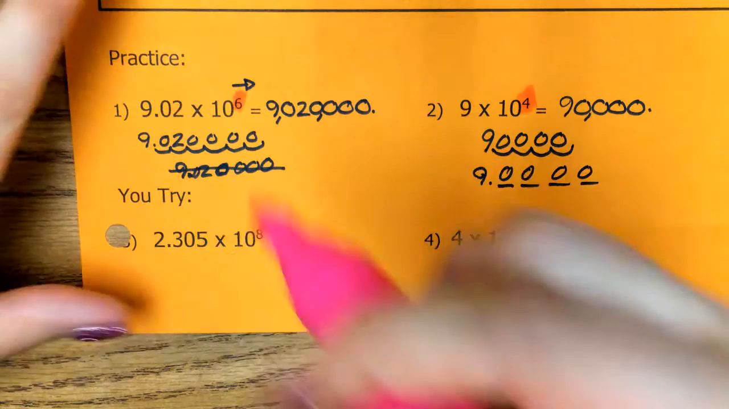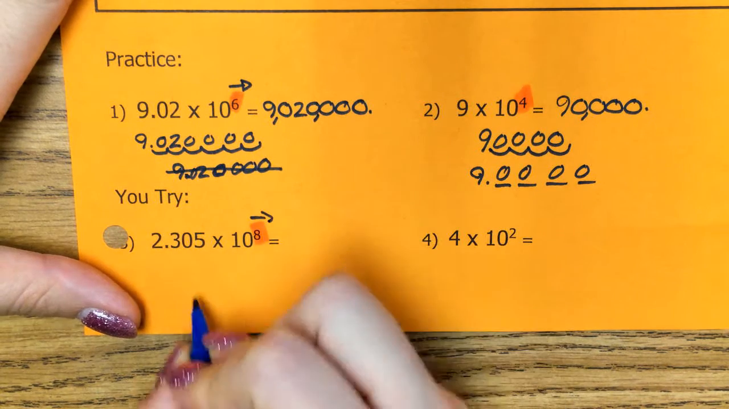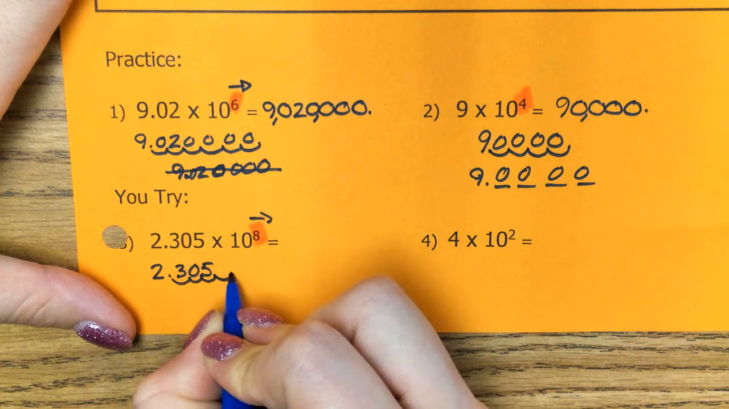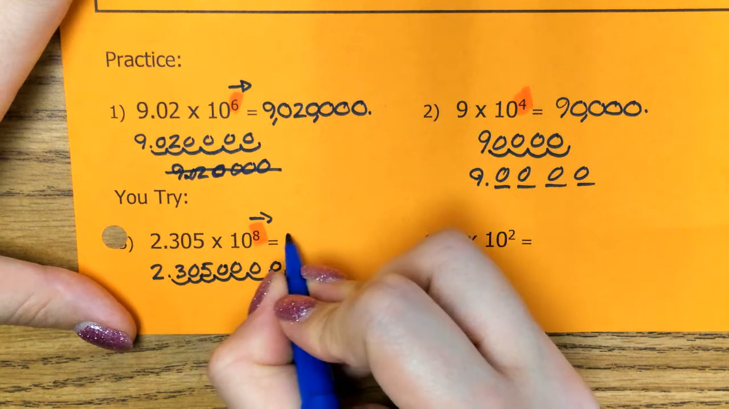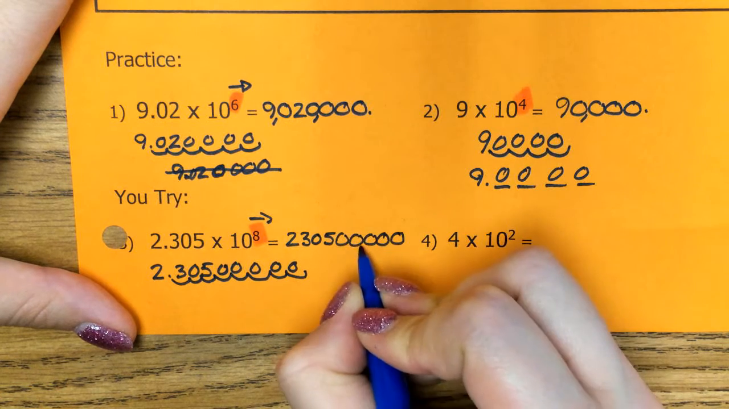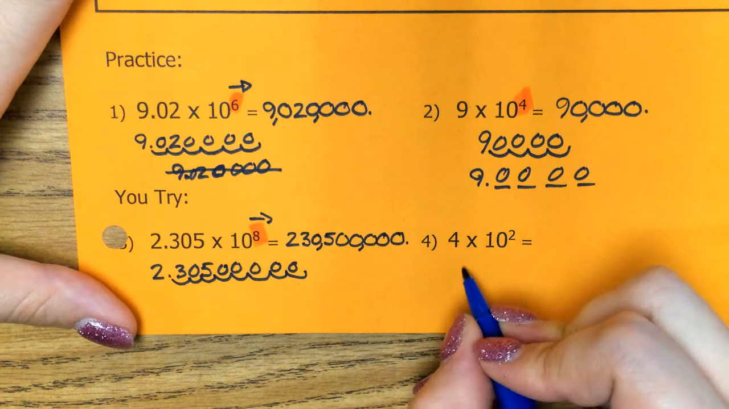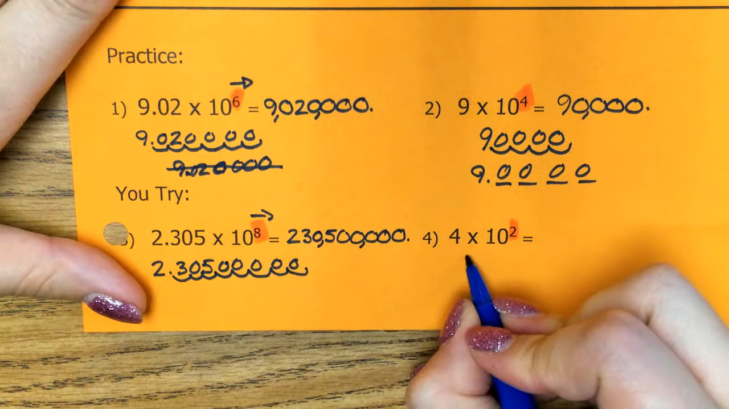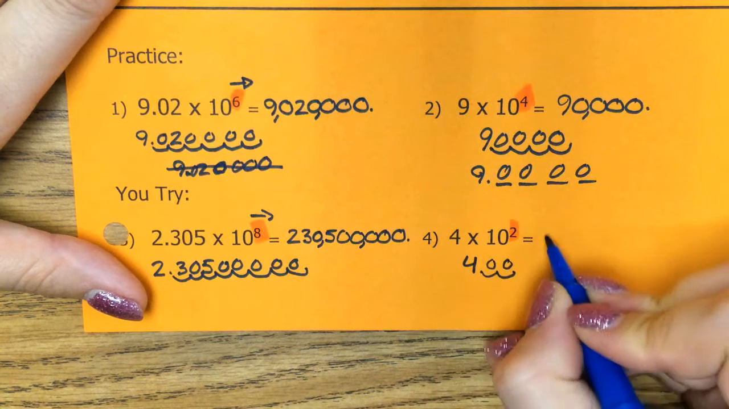All right, 2.305 times 10 to the 8th. So 8 times to the right. 1, 2, 3, 4, 5, 6, 7, 8. Do the rewrite. Comma, comma. Okay, the decimal's right there. This last one, second power here. Decimal starts at the end. This is 400.